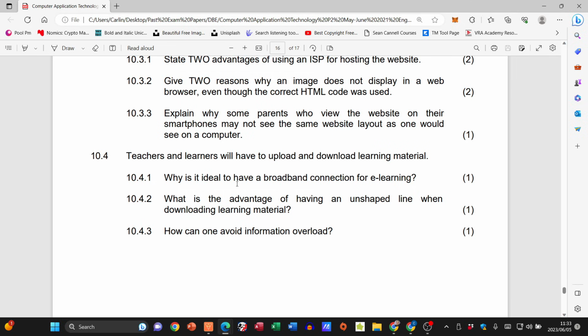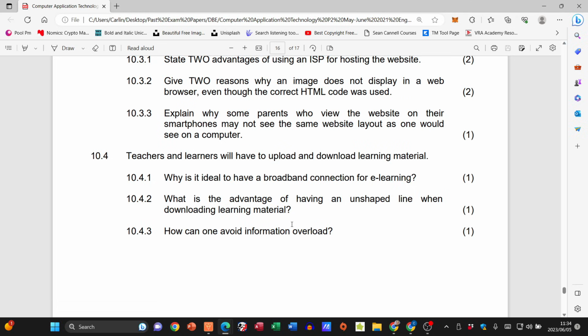Do you see that by just trying to understand what they are asking from you, you can get the answer. Okay. How can one avoid information overload? So again, I'm going to ask you now, what is information overload? That's when there's just too much information coming at you from all sources. So how do you avoid it?